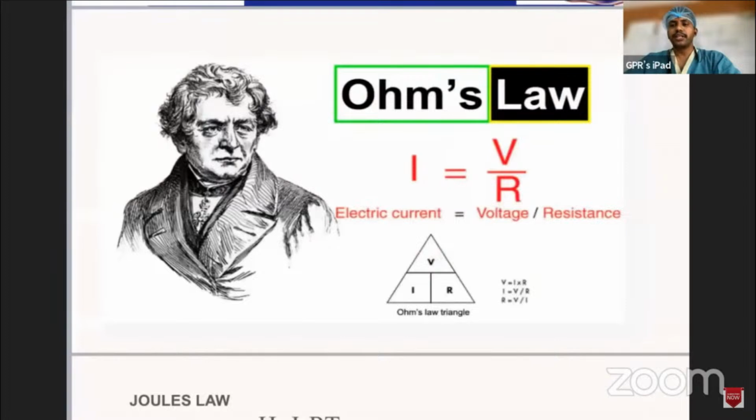Ohm's law is something that we have to understand before going into any of this: the voltage is directly proportional to the current and the resistance. So the current is directly proportional to the voltage and inversely proportional to the resistance. When the resistance is more, the intensity of current going through will be comparatively less.